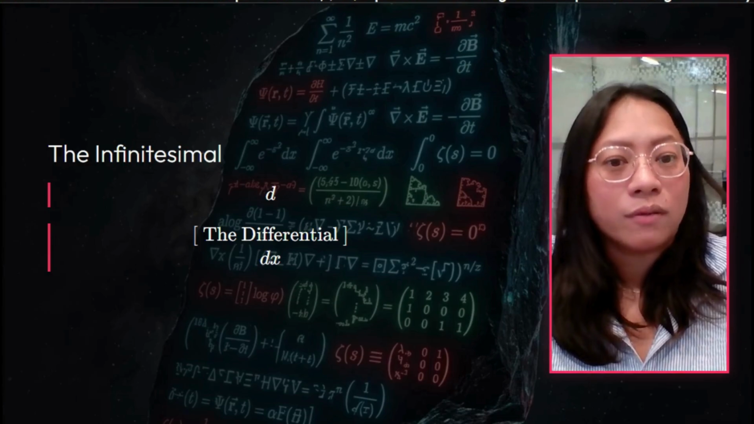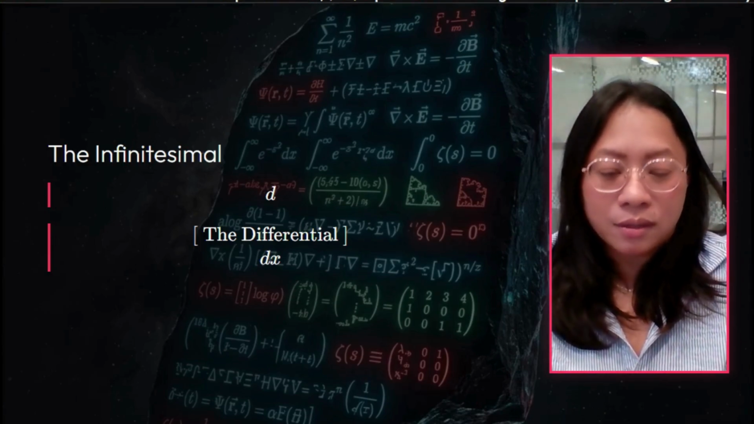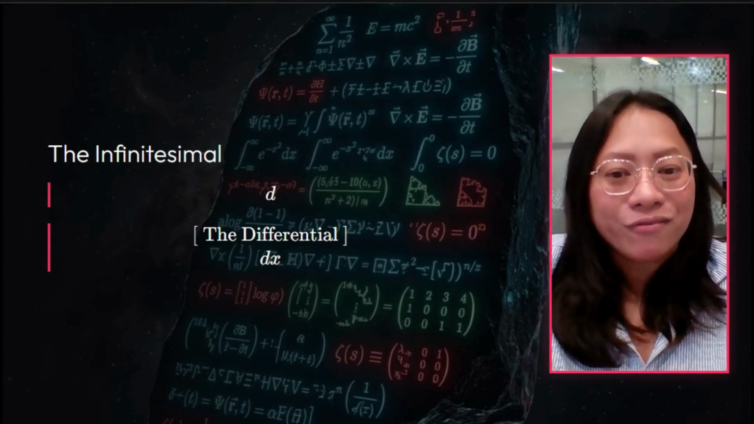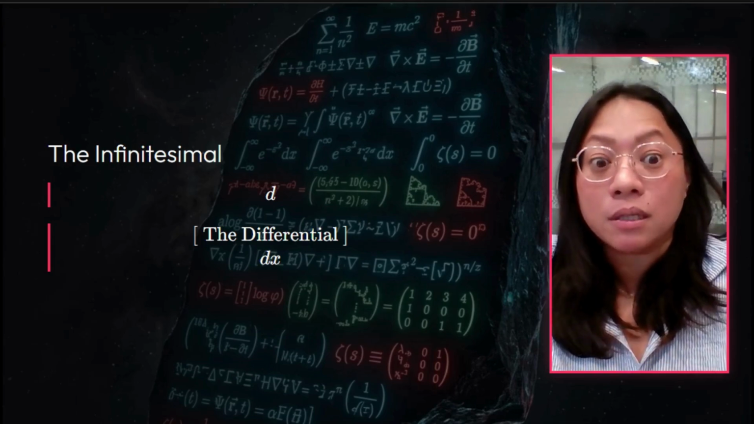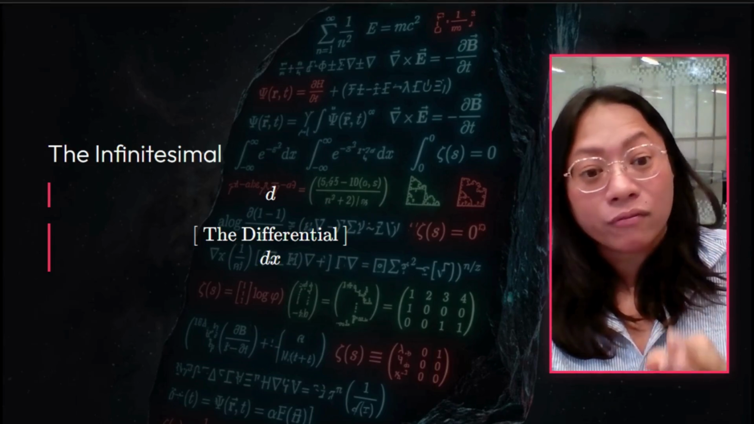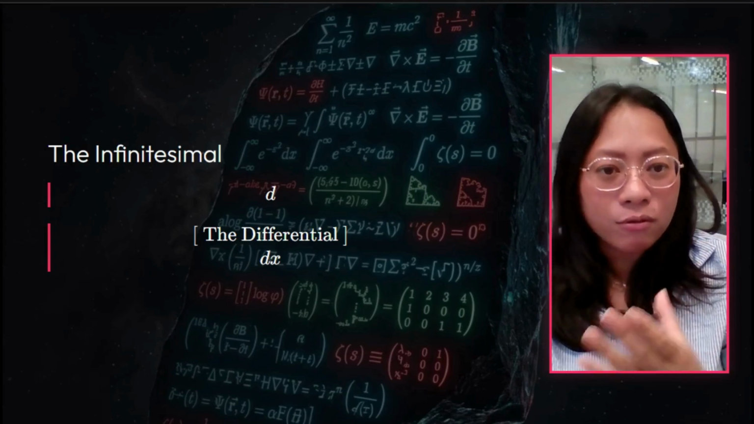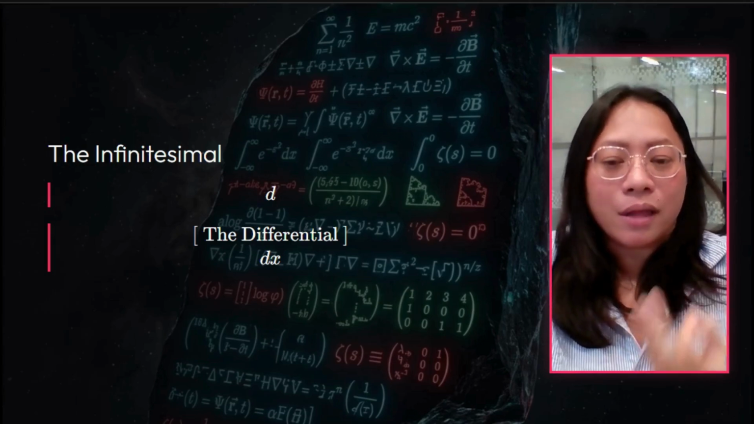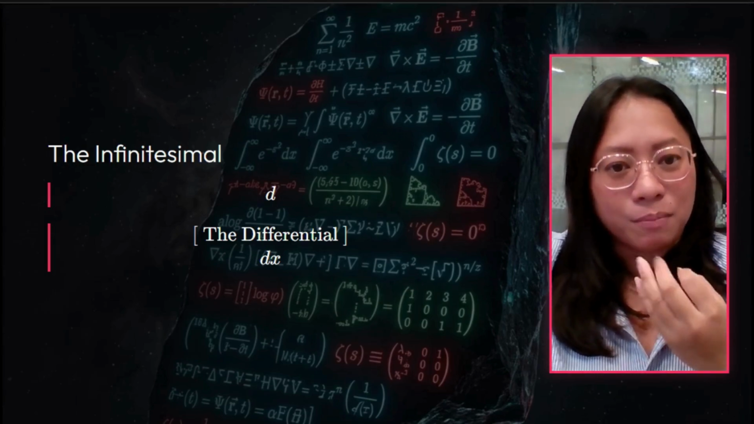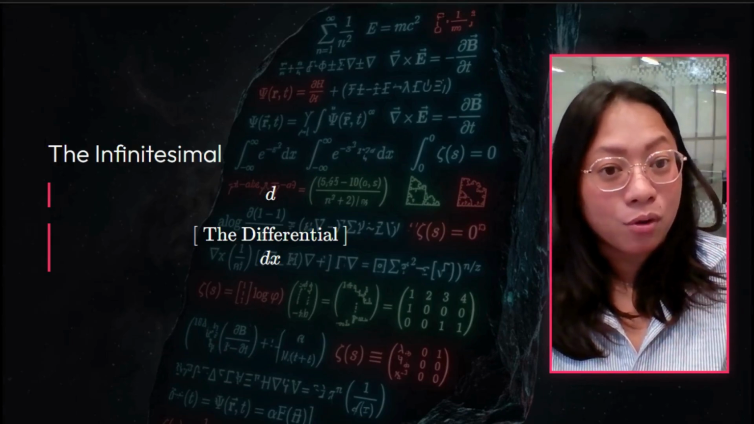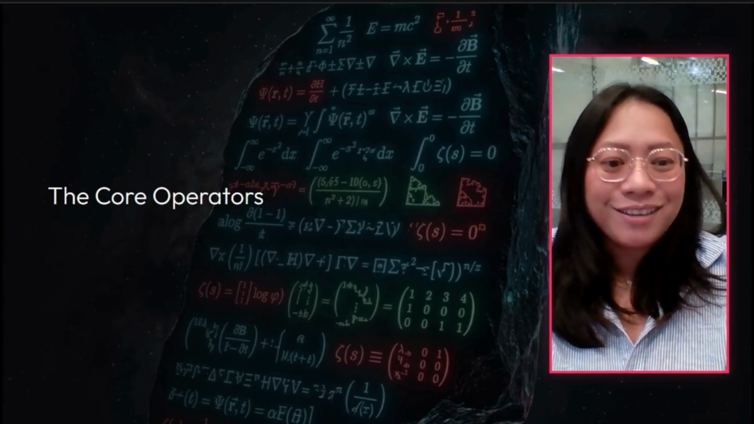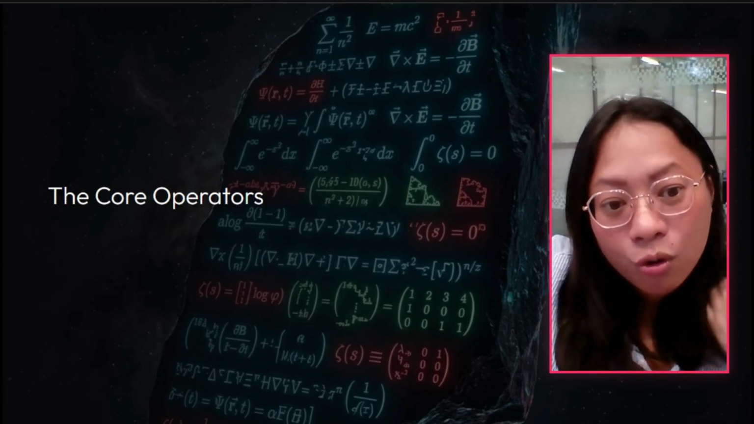While simple on its own, dx represents one of the greatest leaps in human logic: the ability to mathematically hold something that is infinitely small but completely non-zero. So aerospace engineers use this concept to calculate the exact aerodynamic stress on a single microscopic point, for example, on an airplane wing. Now let's take a look at what we know as the core operators.